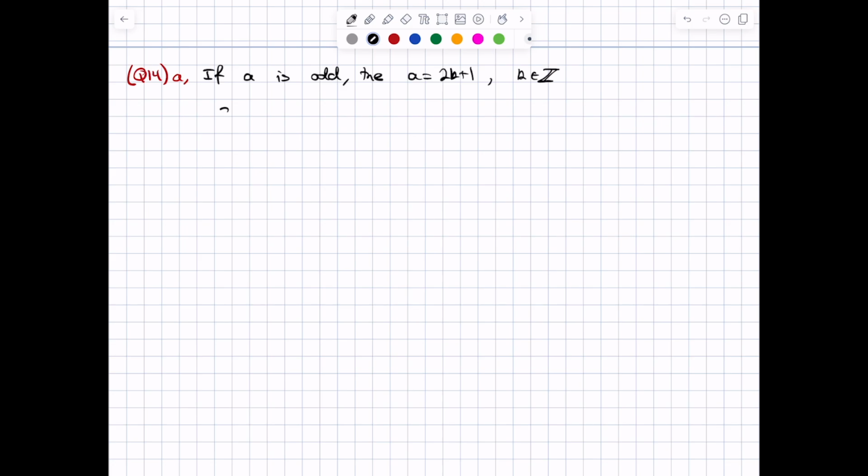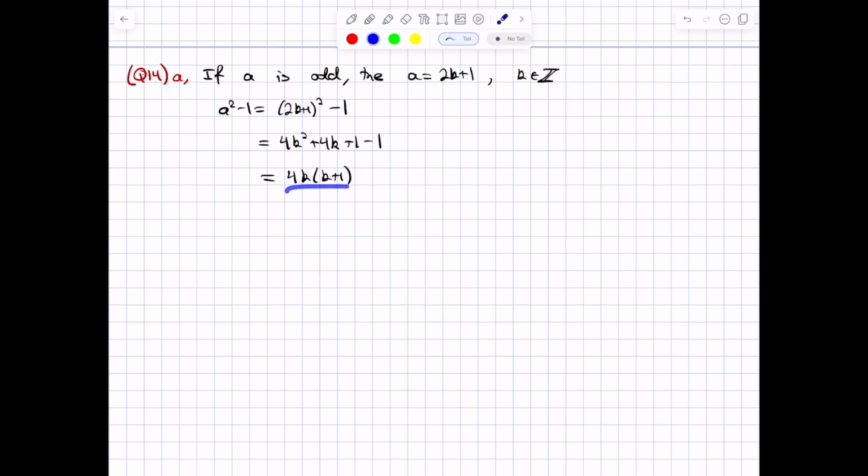So this means I can write a squared minus 1 as (2k plus 1) squared minus 1. Let's expand this out. We'll get 4k squared plus 4k plus 1 minus 1. The plus 1 and minus 1 will cancel, and I'm going to factorize, and I'll get 4k outside of k plus 1. Now I'm trying to show that it's divisible by 8, which means I'd like to show that this expression is equal to 8 times some integer.